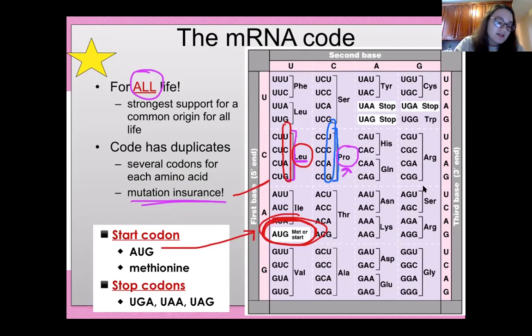On the opposite side, anytime your cells see these stop codons, whether it be UAA, UGA, or UAG, the cells know, okay, we need to stop transcription and translation, we're done. Okay, so make sure you make note of those. Your start codon is AUG, and your stop codons are UGA, UAA, and UAG.